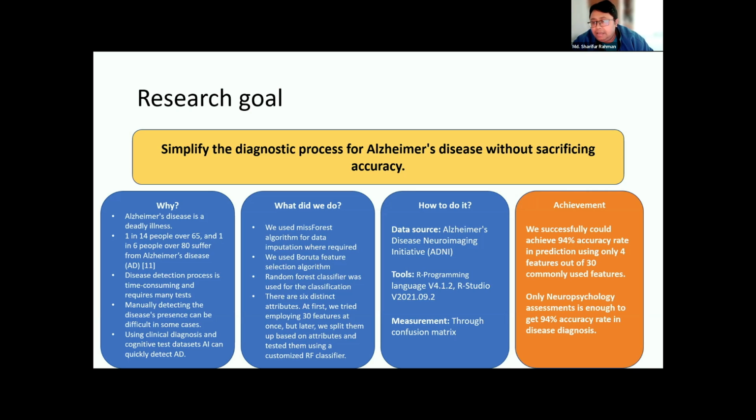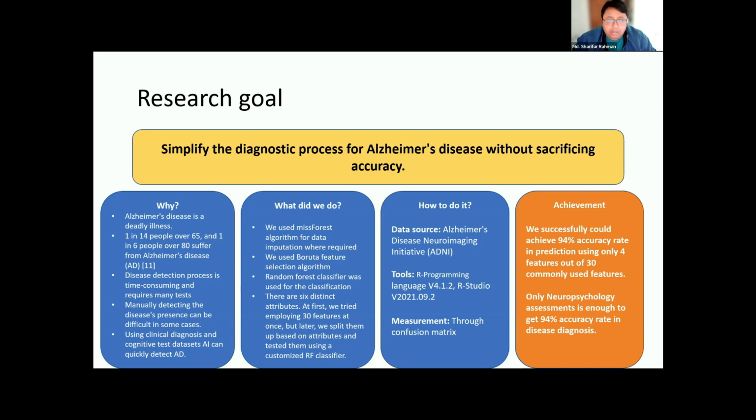What was our achievement? Actually, we successfully could achieve a 94% accuracy rate in prediction using only 4 features out of 30 commonly used features. That means we could reduce some test numbers also. And with only neuropsychology assessment features we could get up to a 94% accuracy rate. That's our outcome of this research.